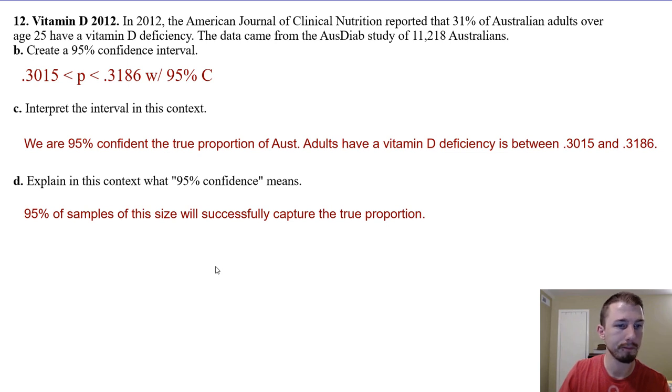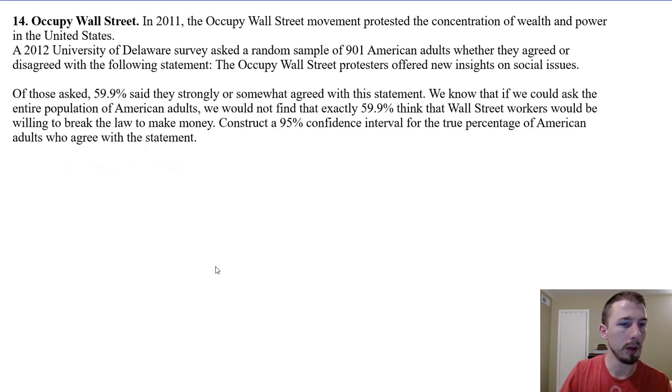All right. 14. Occupy Wall Street. In 2011, the Occupy Wall Street movement protested the concentration of wealth and power in the United States. I bet you guys probably don't even remember that, but I was a junior in high school, the same school you guys are going to, when this happened.